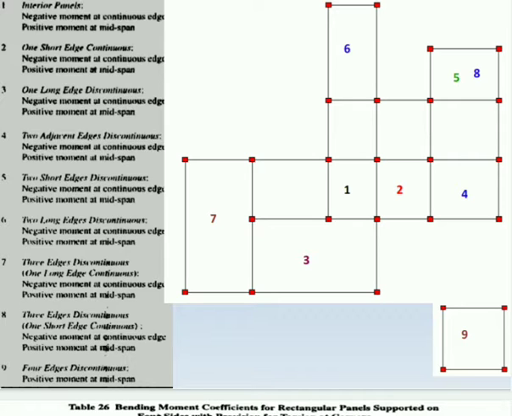The third condition is one long edge discontinuous. The next condition is two adjacent edges discontinuous. The next condition is two short edges discontinuous. The next one is two long edges discontinuous. The seventh one is three edges discontinuous, and in that one long edge is continuous. The next condition is three edges discontinuous with the short edge continuous, and the last condition is four edges discontinuous.